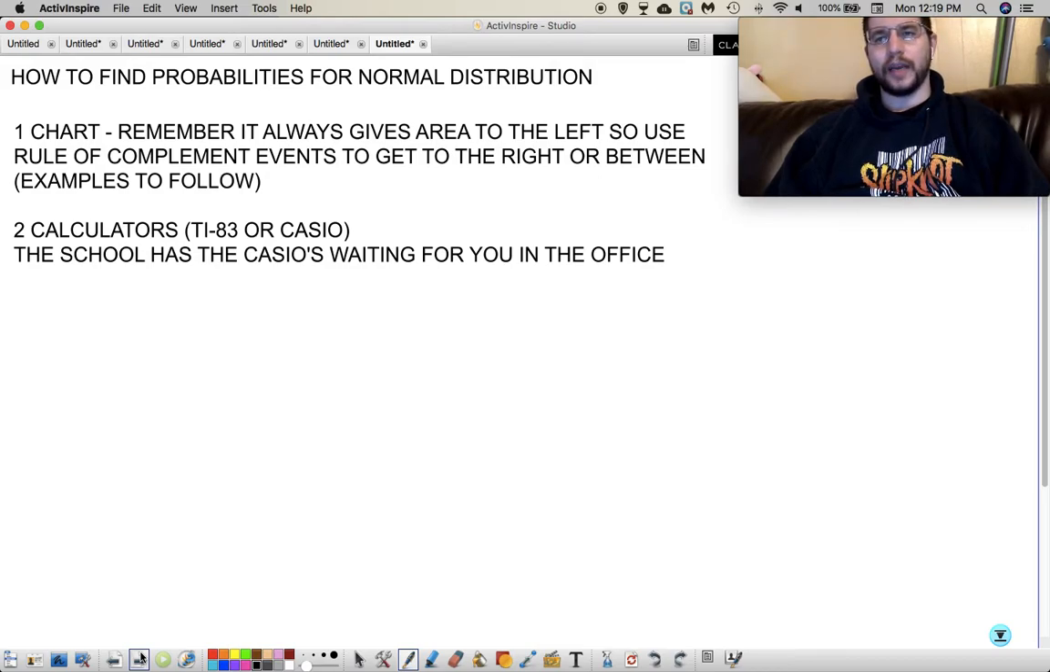So there are 3 ways we're going to talk about how to find the probability: chart, Casio, TI-83. Whenever you go to pick up your supplies on Wednesday, the school is going to have some of the calculators waiting for you. Make sure you get them so you're able to do the work. I'll also post some links to online calculators until then.